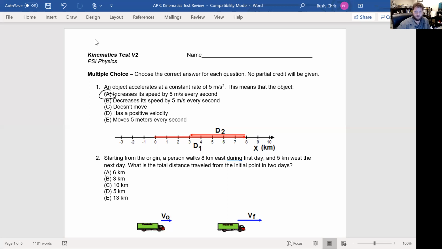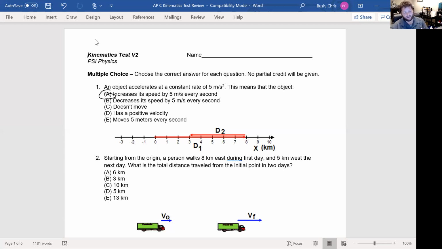2. Starting from the origin, a person walks 8 kilometers east during the first day and 5 kilometers west during the next day. What is the total distance traveled from the initial point in 2 days? So this gets into the difference between distance and displacement. Distance is if you had one of those little measuring wheels, a meter in circumference that clicks every time it spins once. If I just run down with that, how many times does it click? All the way back and all the way forward.